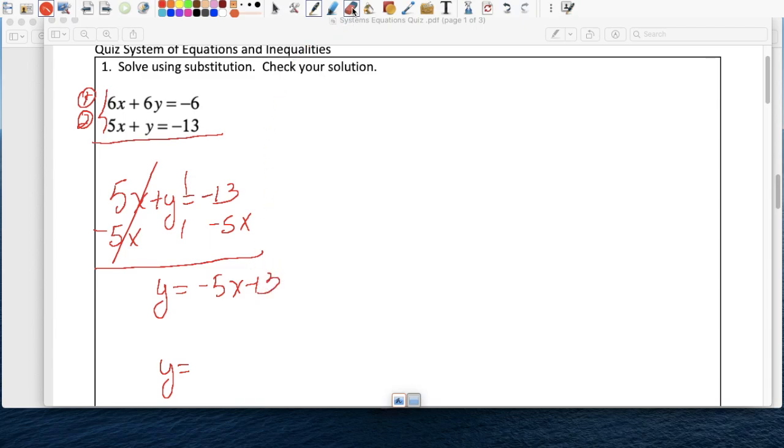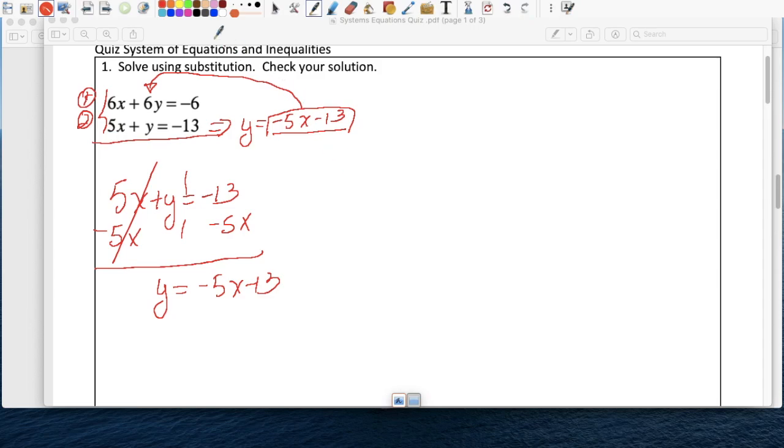That's the first thing I do. So this equation, I'm going to rewrite it. It's the same thing as that. One of your two equations has to be in this format. Now we know what y is. y is negative 5x minus 13. So they're telling me what y is, and I'm going to take this and put it over here.